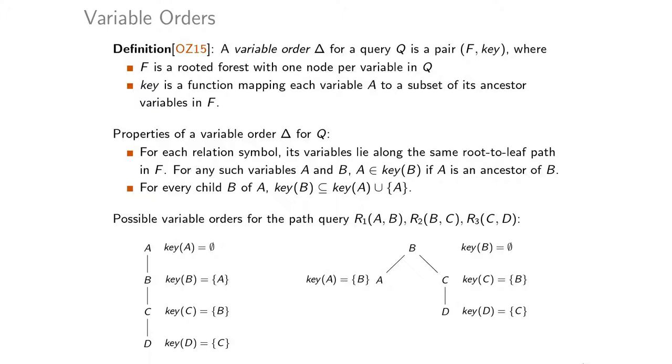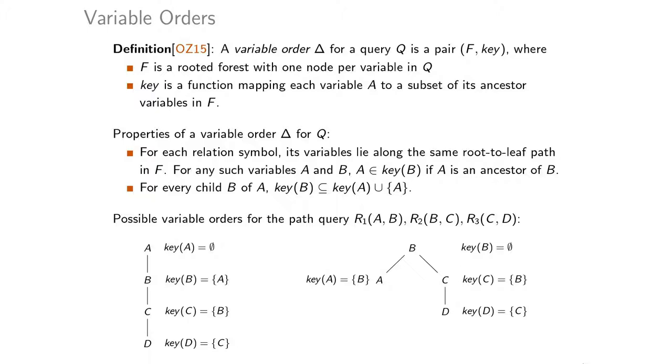Key of C is actually B because C and B appear in the same relation, yeah? And key of C is included in key of B, because B is B, right? And similarly for B and A. So that is the key dependency. So although I put here a total order, a path, I use the keys here to encode this conditional independence.